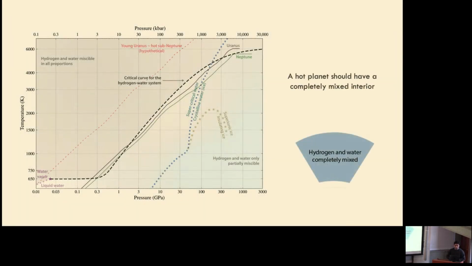So now think about this orange, reddish adiabat of a young Neptune or hot sub-Neptune, a young Uranus or hot sub-Neptune.